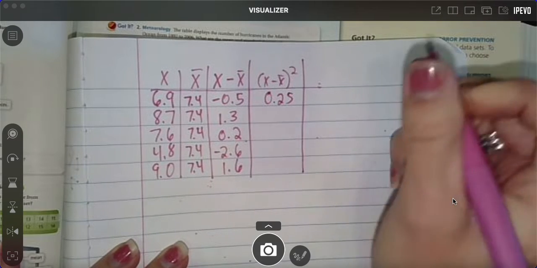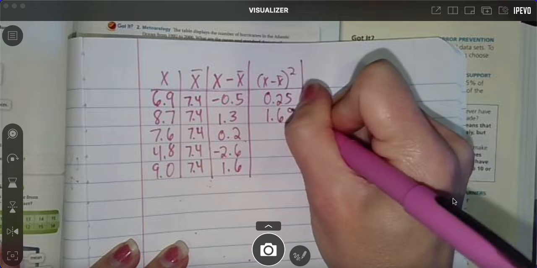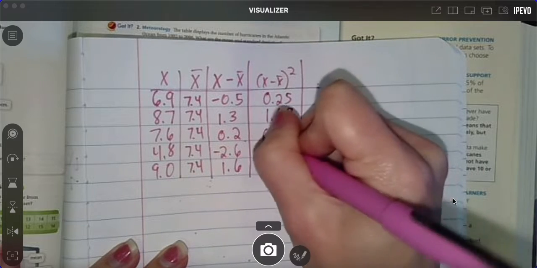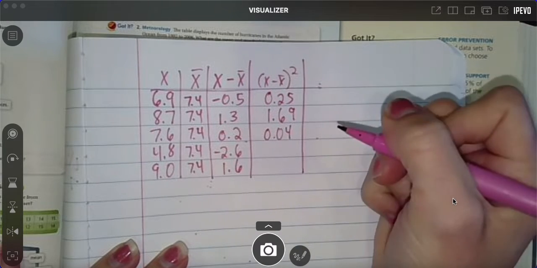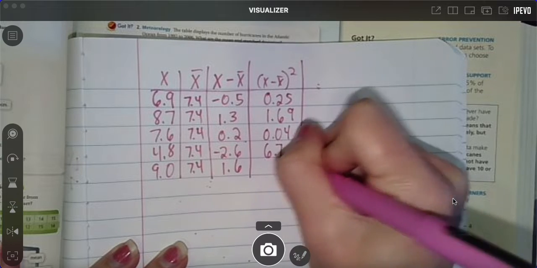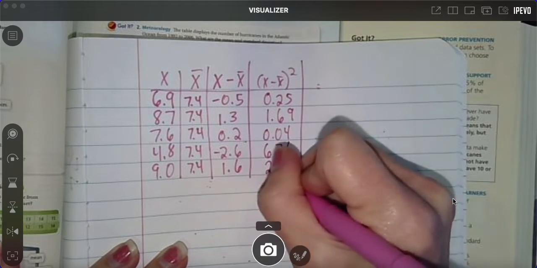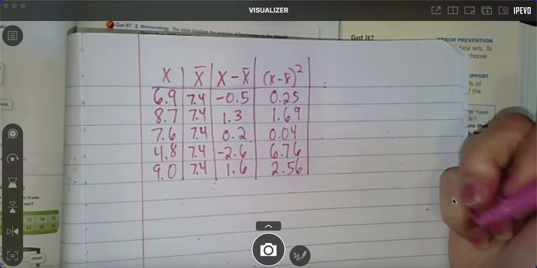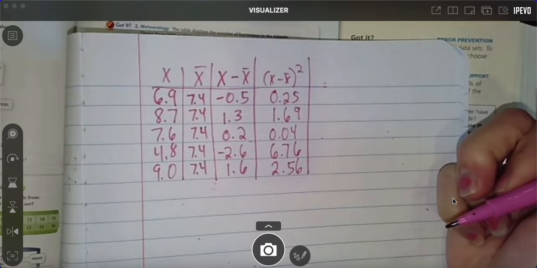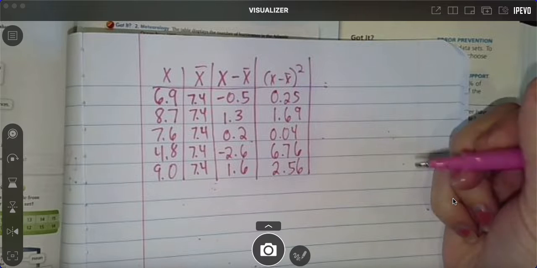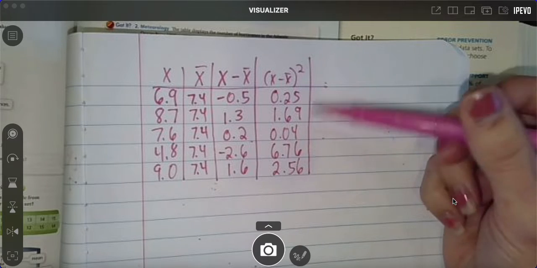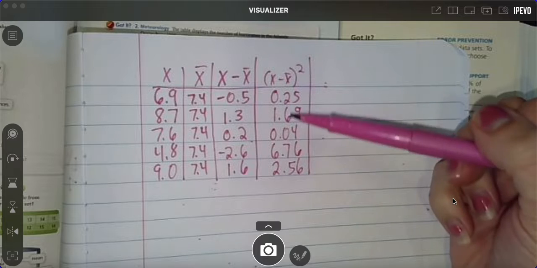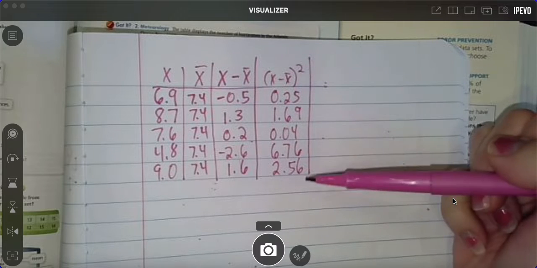0.25. Then 1.69, 0.04, 6.76, and 2.56. Are you doing this on your calculator? I don't have a calculator, I just have a book. Oh, that's cheating. Can I use my book? Yeah, you can grab a book. But does everybody understand where we got these? I just squared these numbers.